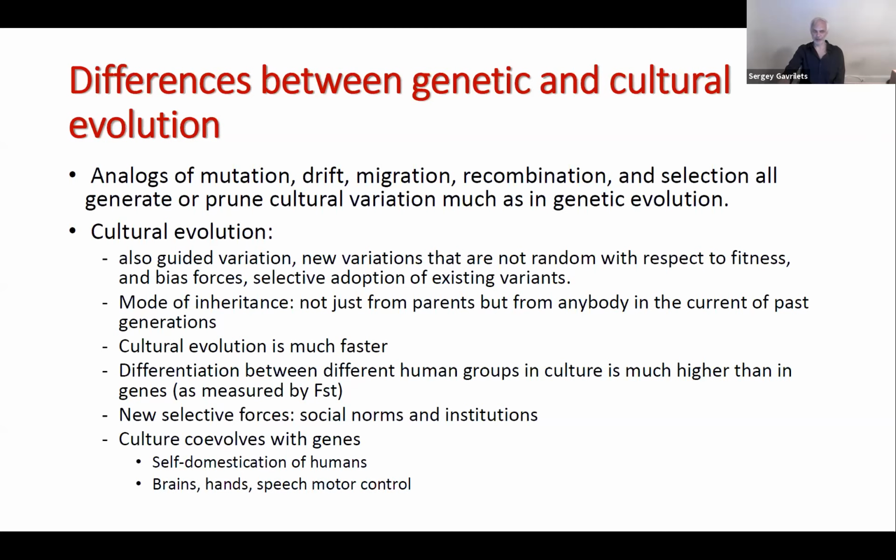There is a very interesting idea that's been developed by a number of researchers now, that we humans went through the process of self-domestication. That was an example of gene-culture evolution. And I think it's clear that our brains, hands, speech and motor control were also a result of gene-culture co-evolution.